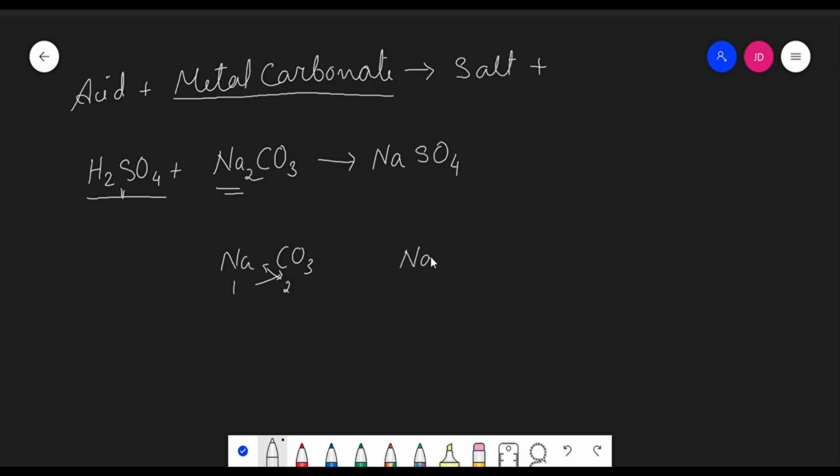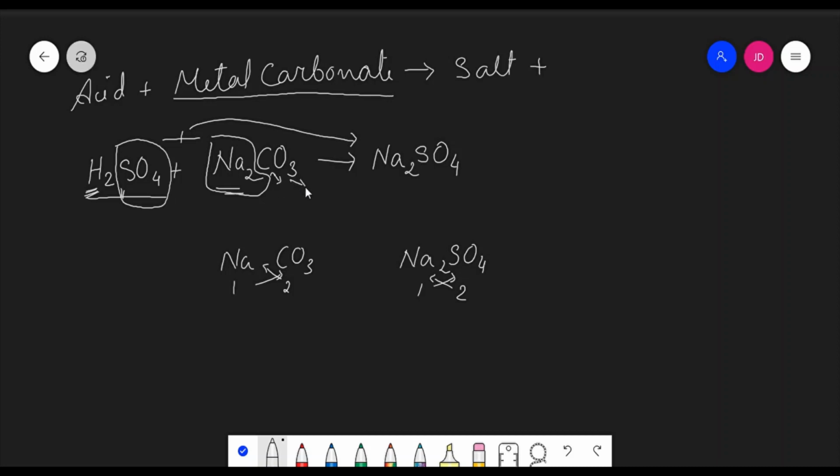Cross the valences to check for the formula. Na1, SO4 2. If you cross it, what are we getting? Na2SO4. So, this is done. This Na is already gone. This SO4 is already gone. Gone means they joined together to form Na2SO4. Now which elements got kicked out? Hydrogen got kicked out this side. This side carbon got kicked out and oxygen got kicked out. So those kicked out elements are hydrogen, carbon and oxygen. Whenever H and O are present, you're definitely going to get H2O in the product.